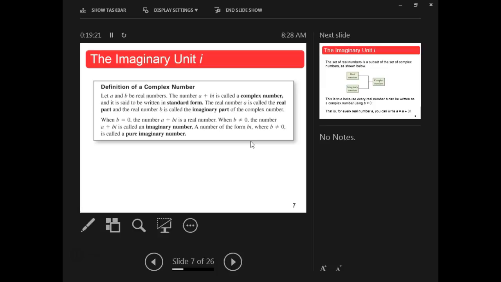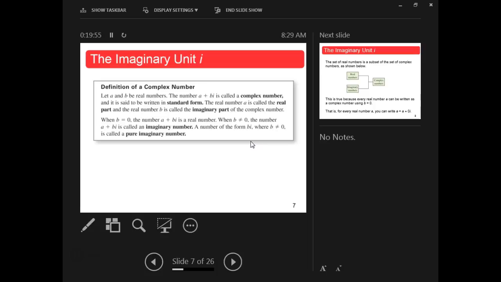So here's the formal kind of definition of a complex number. A and B, any real numbers. Then the number a plus bi is called a complex number. It is said to be written in standard form if you put the isolated real part in front, plus or minus the part that has the imaginary unit in it. The real number a is called the real part, okay, and the real number b is called the imaginary part.